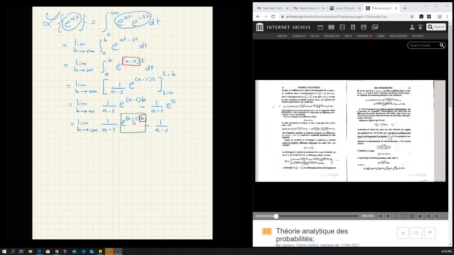And that would only happen if this coefficient here, if this part right here, is negative. Because you get a negative number times infinity, so negative infinity, and e to the negative infinity goes to 0. So this would go to 0, and we would end up with negative 1 over a minus s, which is the same thing as 1 over s minus a, provided s is greater than a.